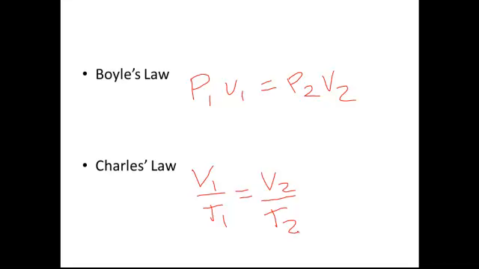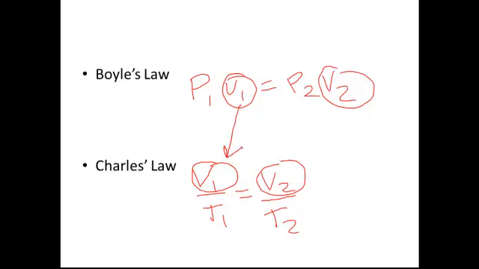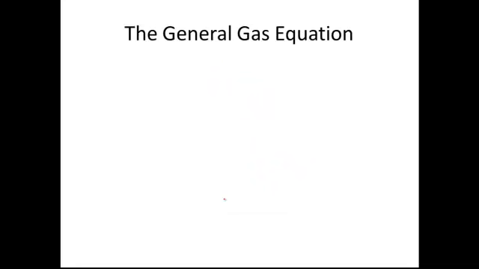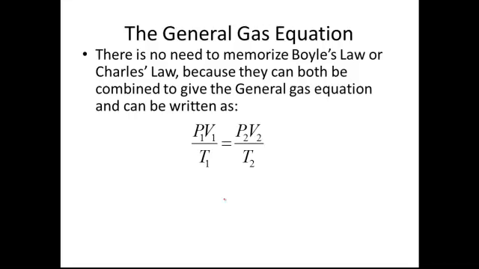And then you'll notice that the things that these two laws have in common are the volumes. You'll notice that there's a V1 and a V2 in both of these laws. So basically what we can do is put those two together, and you can probably already start to see it here. If you put P1 and V1 together on the top and then have T1 on the bottom, you end up with an equation that looks just like this.